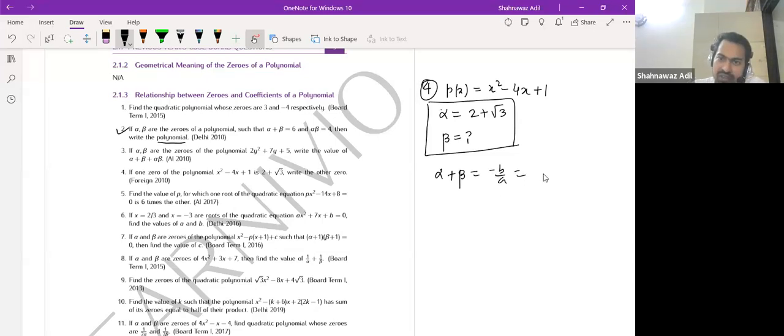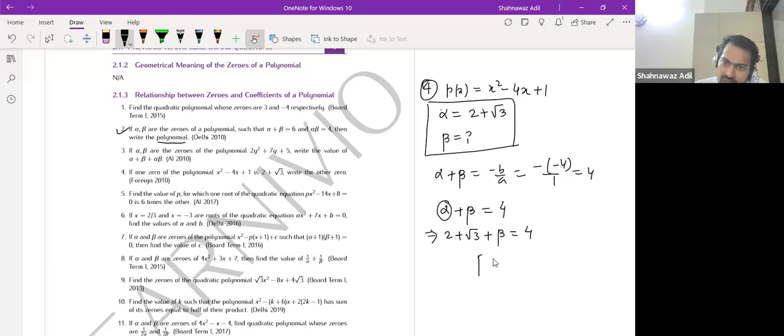Minus b by a, which is? 4 by 1, right? Minus of minus 4 by 1, which is 4. So we know that alpha plus beta is 4. And we know alpha. So putting the value of alpha, we get 2 plus root 3 plus beta is 4. So now we can calculate beta, which is 4 minus 2 minus root 3. So this would be 2 minus root 3. So this is the second zero.